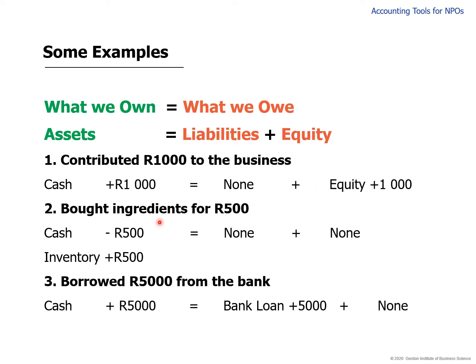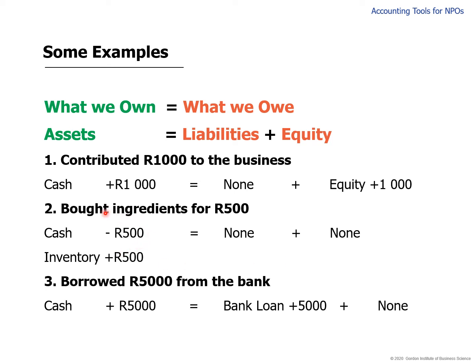Let's say we then took some of that money and we bought ingredients. So let's assume that our NPC is in the business of providing meals, and they bought ingredients to the value of 500 Rand. Our cash then decreases by 500 Rand because we spent it. But in its place, we now have inventory for 500 Rand. Nothing changes in relation to owing, either outside the organization or inside the organization.